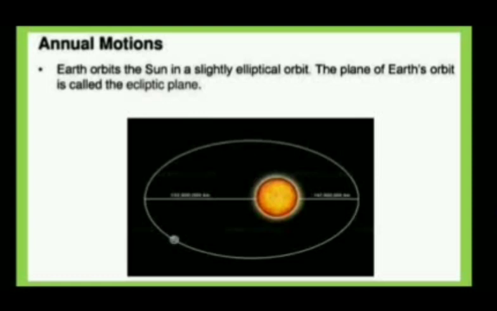Annual motion. When the earth is revolving around the sun, it is always inclined. So you can see the elliptical orbit of the earth. Orbit means the path on which different planets move around the sun. The plane of the earth's orbit is called the elliptic plane.